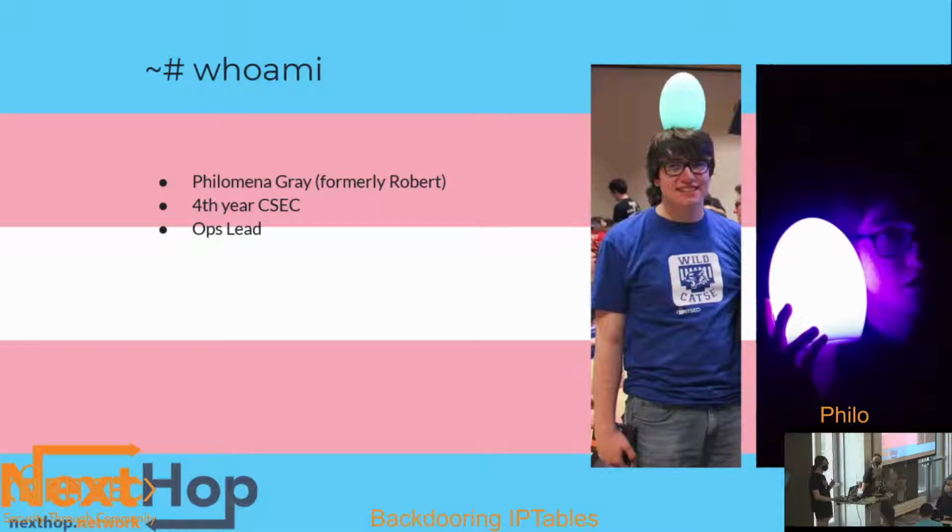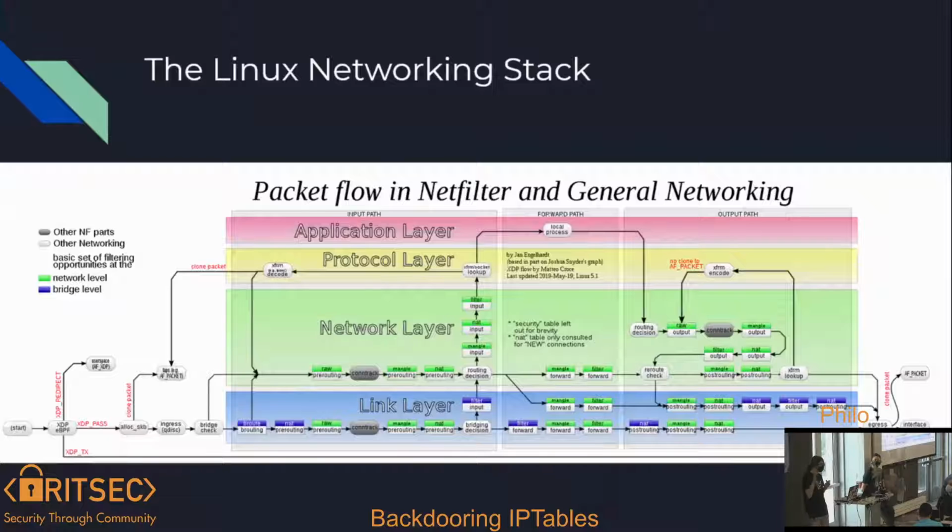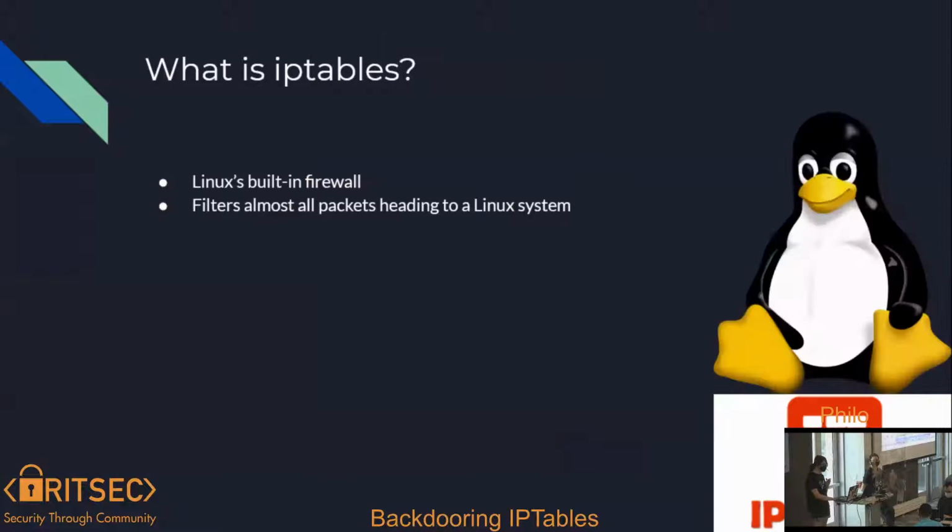So let's take a look at the Linux networking stack. This is a bit of a spaghetti nightmare mess, so let's just talk about IPTables first. IPTables is Linux's built-in firewall that pretty much any packet heading to a Linux system has to go through in order to actually get to an application. So pretty much anything that isn't using raw sockets goes through this.